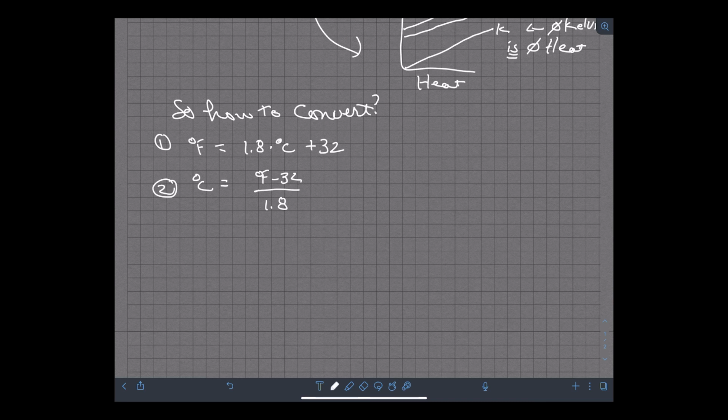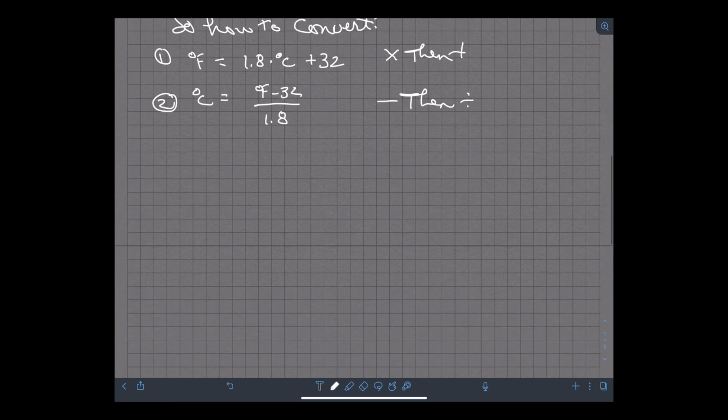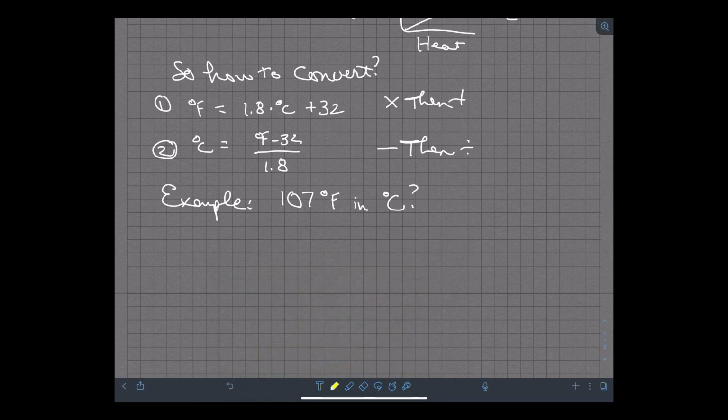If you have an example, here's what you do. So I mentioned here that once you multiply, then add; the other one, you subtract, then divide. And the order of operations is important. Here's an example. If you have 107 degrees Fahrenheit, how do you convert that to Celsius? I'm going to go a little slow here so that you can absorb some of this, and change colors a lot so that you can track it easier.